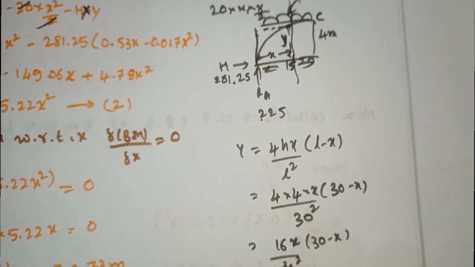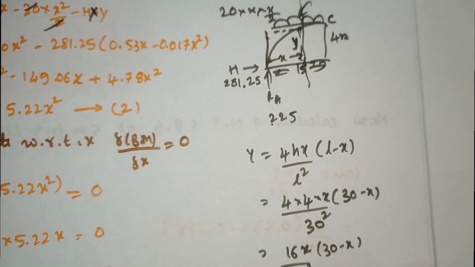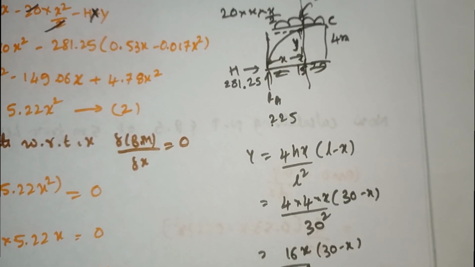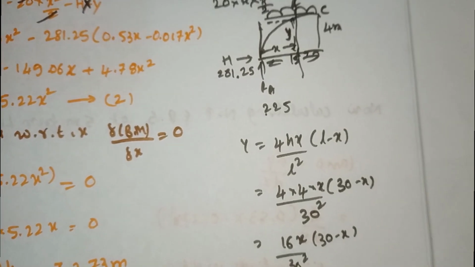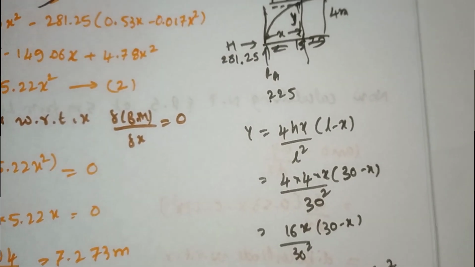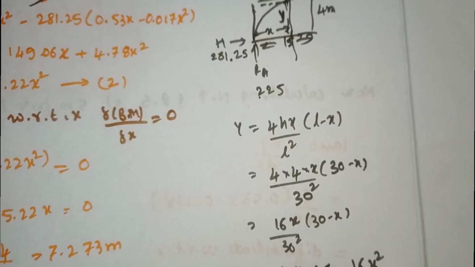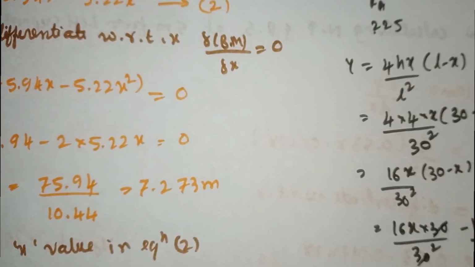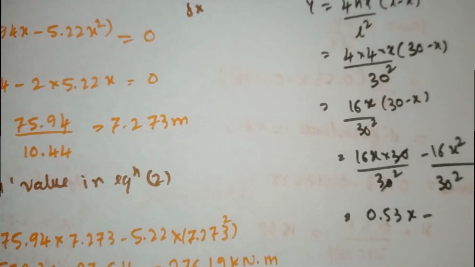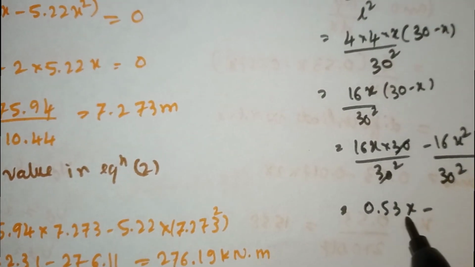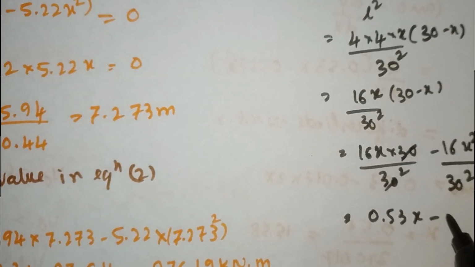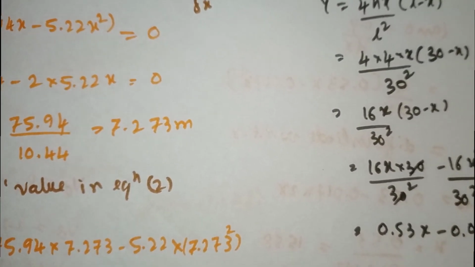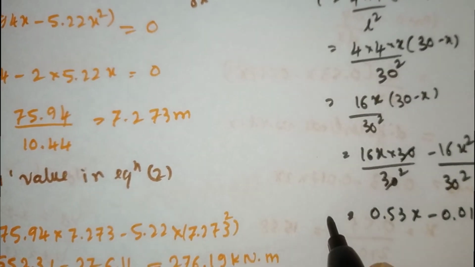Now simplify this: 16x into 30 divided by 30 square, minus 16x square divided by 30 square. The 30 will get cancelled. By simplifying, it comes out as 0.53x minus 0.017x square. So this is the y value.